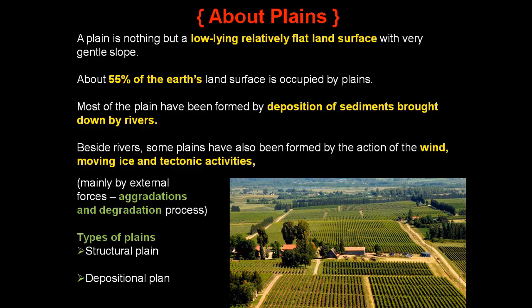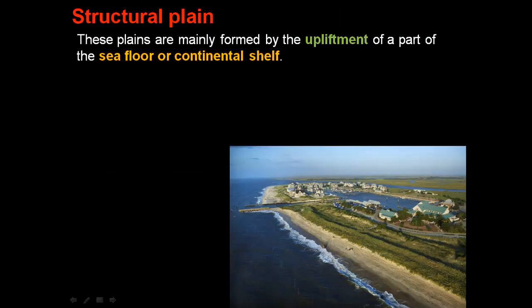And these are mainly formed due to the external forces, the aggradation and degradation processes, where the river plays a very important role, or you can say the agents of gradation play a very important role. There are two types of plains, structural plain and depositional plain. Structural plains are mainly formed by the upliftment of the sea floor or continental shelf. As you can see in the picture, near the coast, the land has emerged or been uplifted from the sea due to tectonic movement.